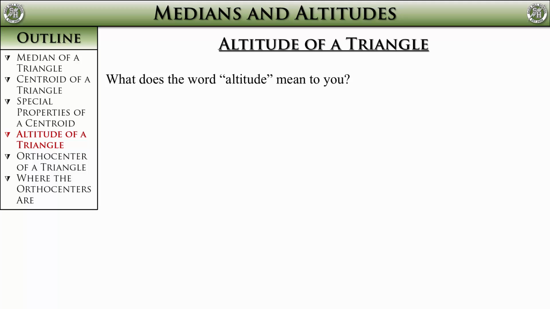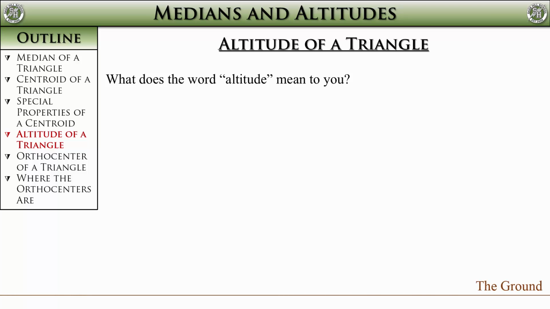We are now dealing with the altitude of a triangle. What does the word altitude mean to you? What do you think about? For many people, they think about how far something is off the ground. Sometimes that should probably be sea level instead of the ground, but most people like to think of it as the ground, which works for our discussion for now.